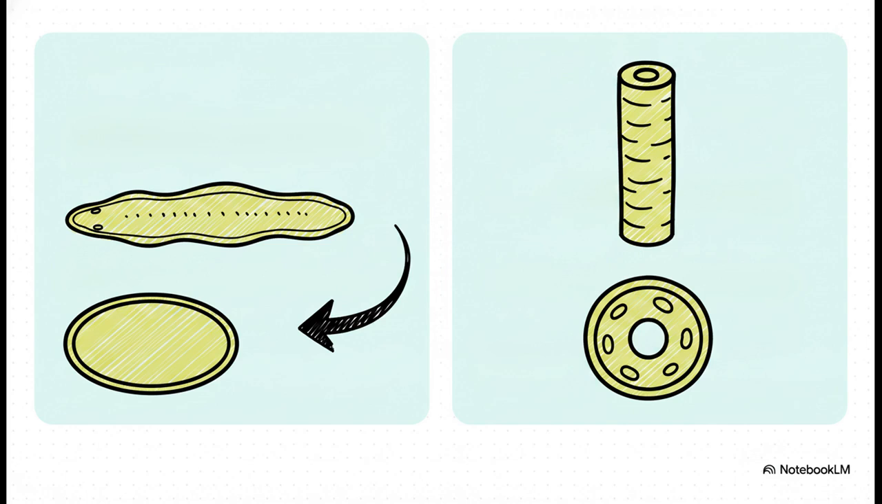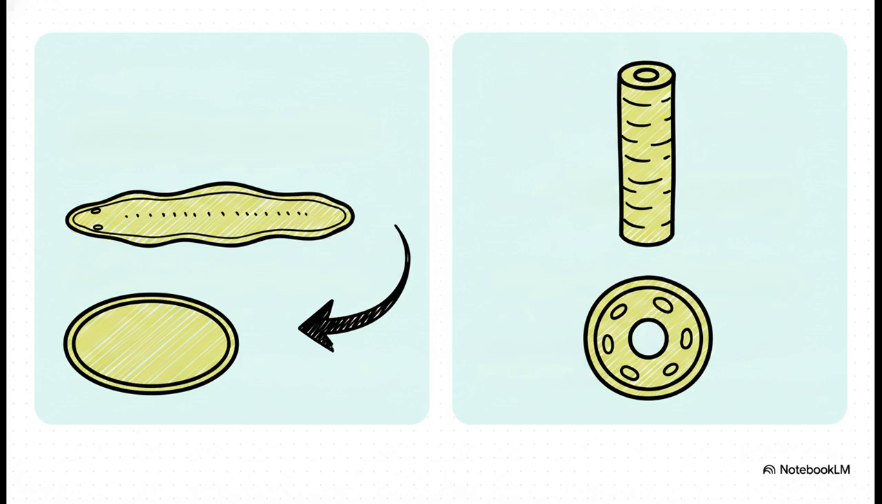Now, this is where you can see the evolutionary jump happening in real time. Think about the transition from flatworms, which are Platyhelminthes, to roundworms, the Aschelminthes. The flatworms, like Taenia and Fasciola, introduce bilateral symmetry and a triploblastic structure, so they add a third layer, the mesoderm.